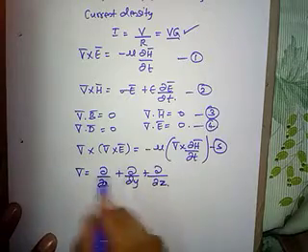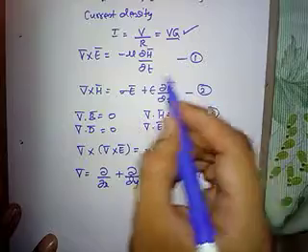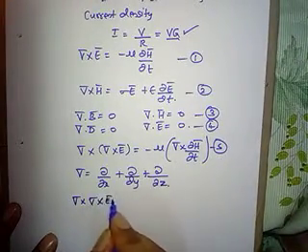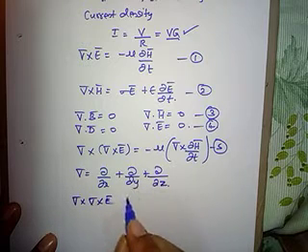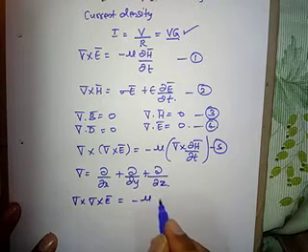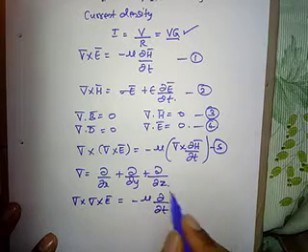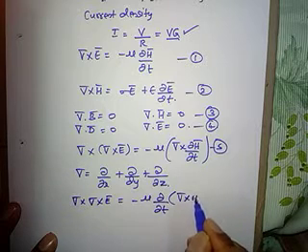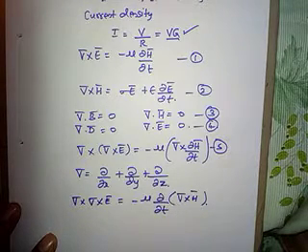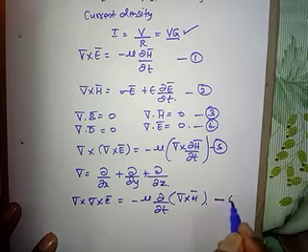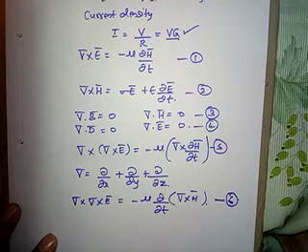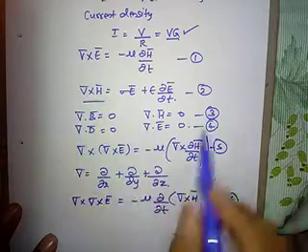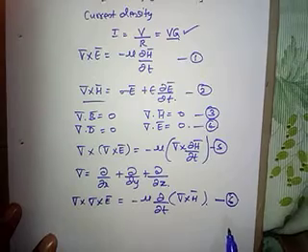We have taken the curl for equation 1. So we get del cross of del cross E bar is equal to minus mu dou by dou t. I am taking del inside because, as it is a scalar quantity, I can take it inside. So minus mu dou by dou t of del cross H bar. Take it as equation 6. Substitute the value of del cross H bar from equation 2.